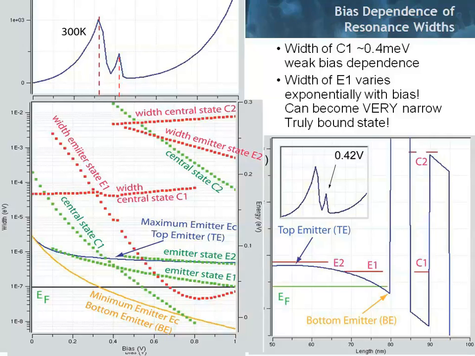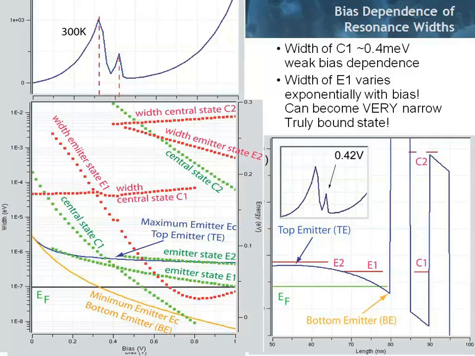Now, you have an emitter state E1 here that comes into play early in voltage, and at first it's broader than the central resonance, okay? Or broader by the magnitude of an order and a half, so maybe a factor of 40 or so, okay? But what happens is you make this triangular well deeper and deeper, right? So you bind this resonance stronger and stronger.